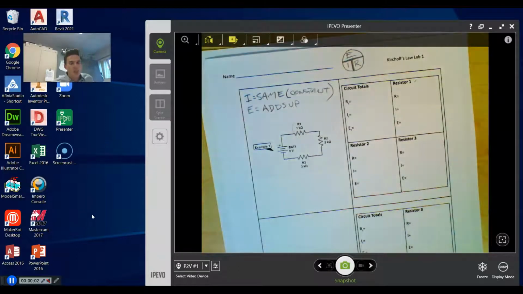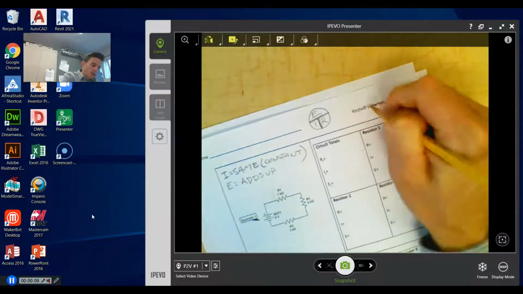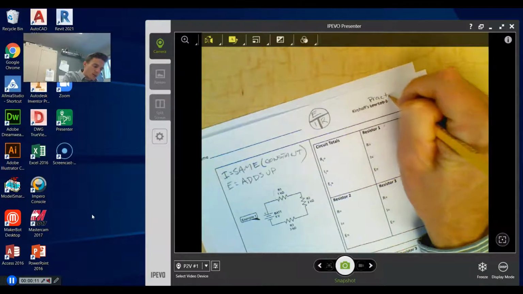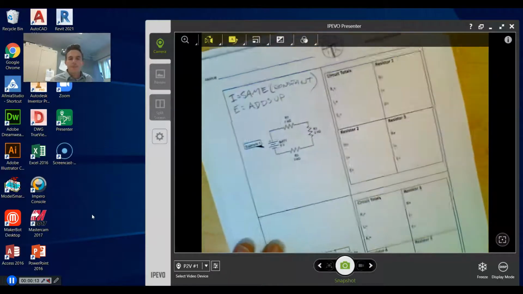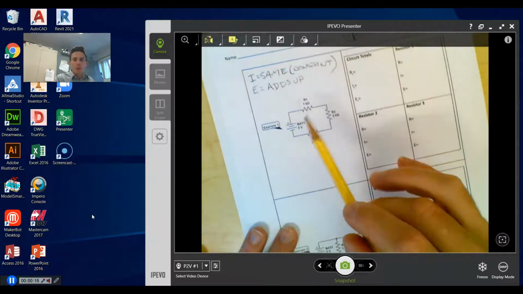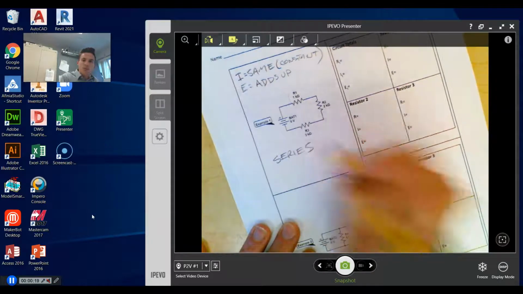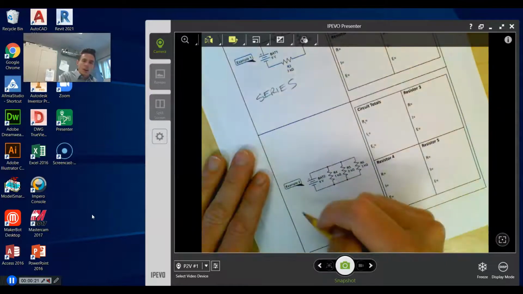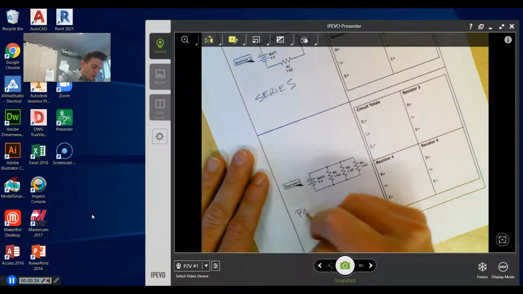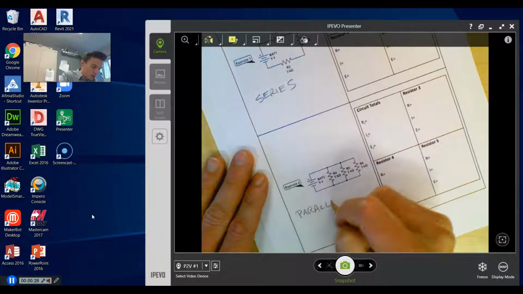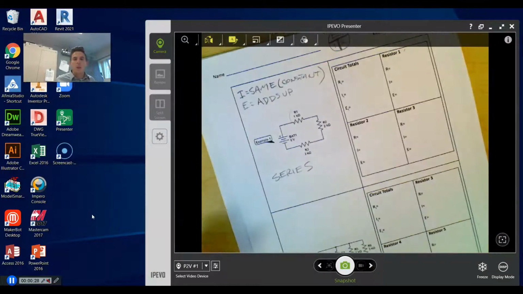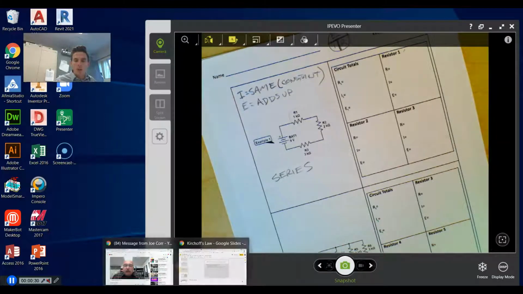Everybody. So this is a little extra help session for Kirchhoff's law, and this isn't lab one, actually. This is the practice, so Kirchhoff's practice. We have two examples here. We have a series example, so this is a series circuit, and down below here, this is our parallel example.